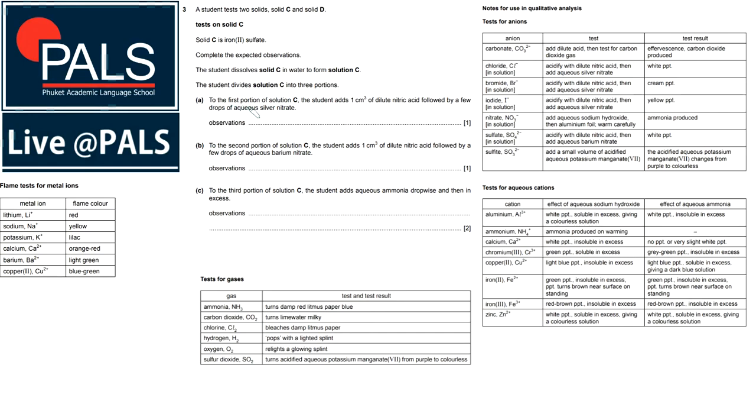To the first portion of solution C, the student adds 1 centimeter cube of dilute nitric acid, followed by a few drops of aqueous silver nitrate. The observation, so we check nitric acid.